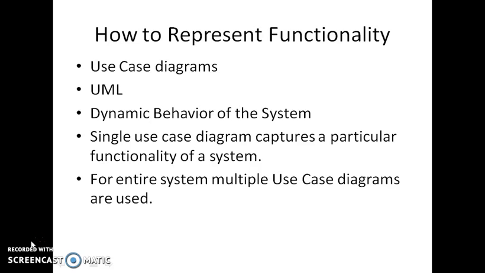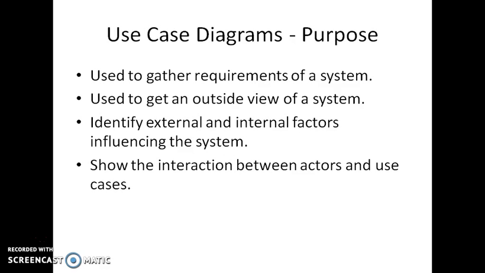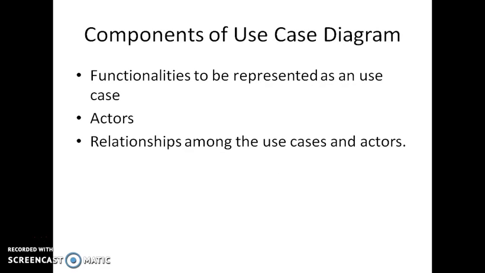The use case diagram represents the behavior of the system. A single use case diagram captures a particular functionality of the system. For the entire system, multiple use case diagrams are used. Use case diagrams, what is the purpose of it? These are used to gather the requirements of the system, used to get the outside view of the system, identify external and internal factors influencing the system, and show the interaction between the actors and the use cases.